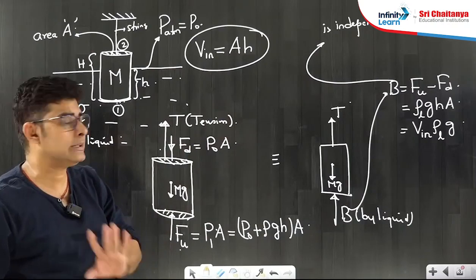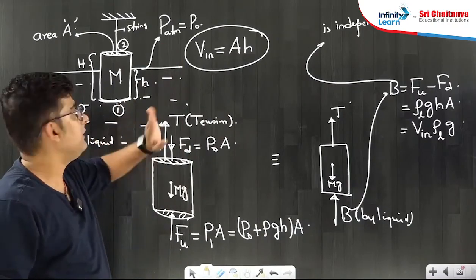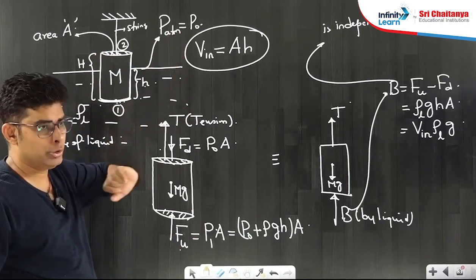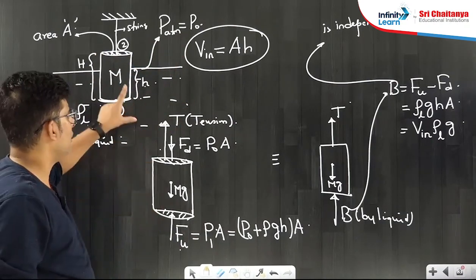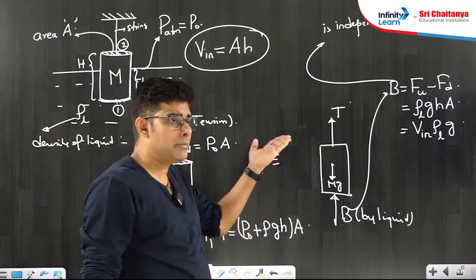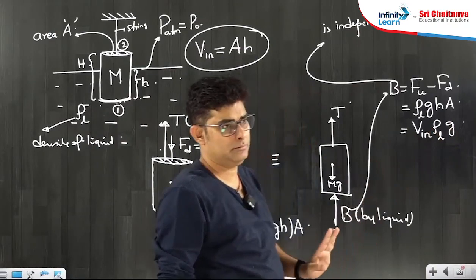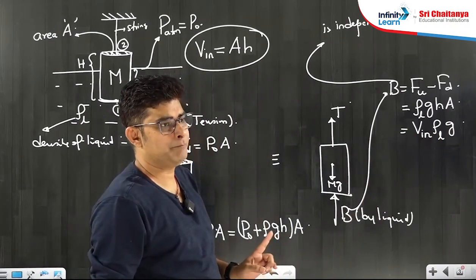So it has got nothing to do with atmospheric pressure. Even if you take this object in a liquid and you take it in vacuum, still there also the buoyant force exerted by the liquid on the object will be V inside into rho L into G. Is it clear to everyone?